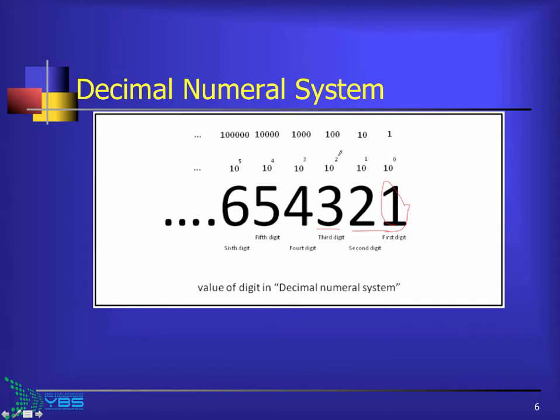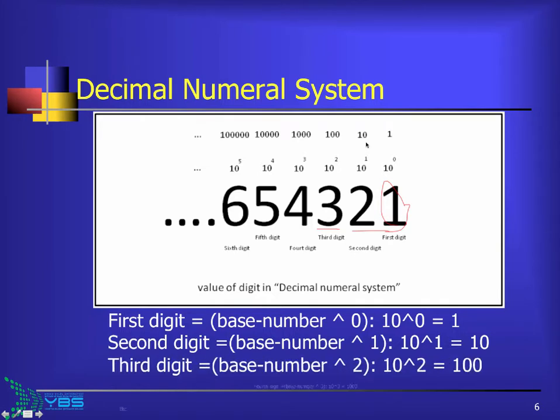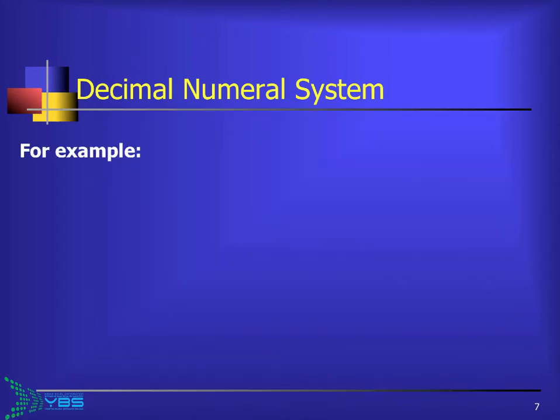10 power 2 is 100 for the third digit. 10 power 3 means three zeros, it's 1000, and so on. It goes on and on. So the first digit is 10 power 0, the second digit is 10 power 1, which is 10, and it goes on and on.